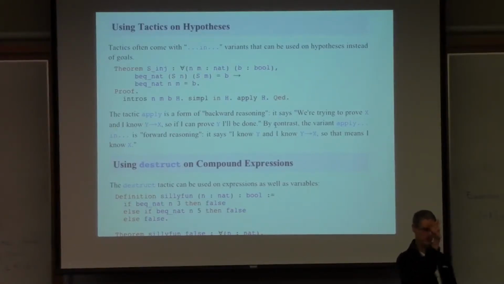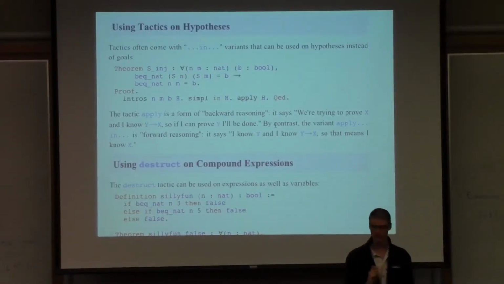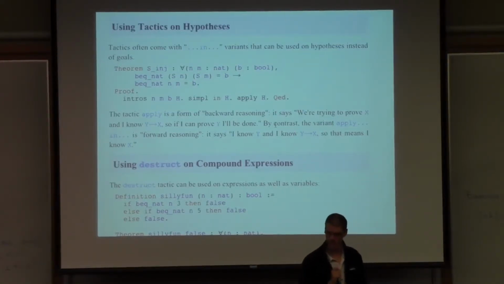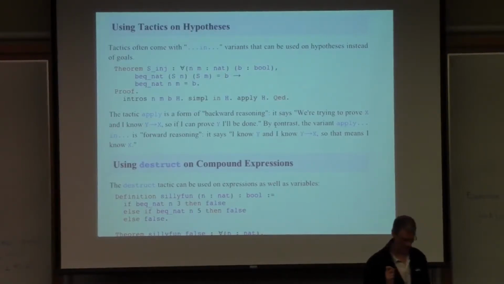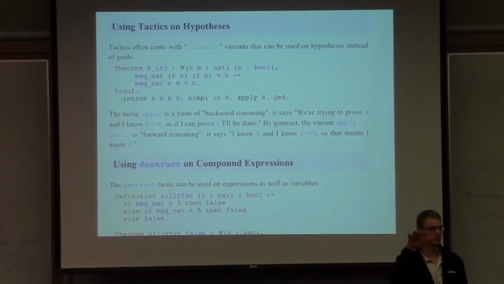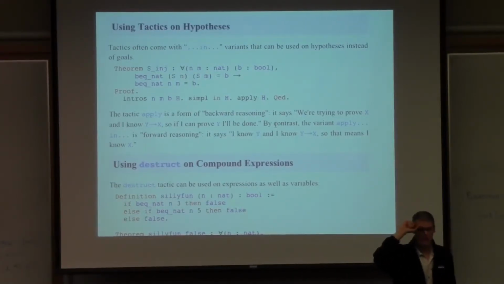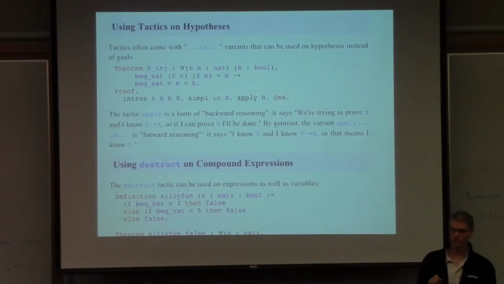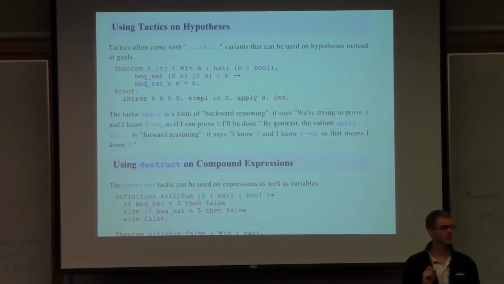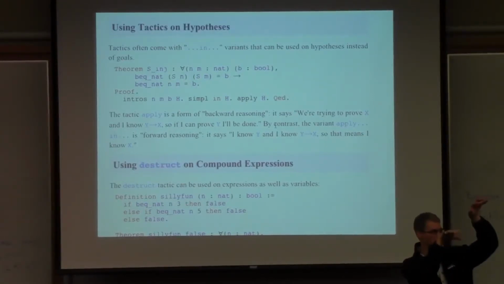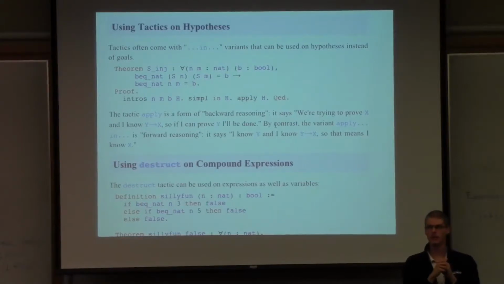Usually you don't want to do that. You want to aim it at a particular hypothesis and simplify that. So almost all of the tactics that you'll see have a bare version that works on the conclusion and an in version that works on a hypothesis that you say. A particularly interesting one of those is apply in. So apply in takes a theorem and one of the hypotheses and applies the theorem to the hypothesis.